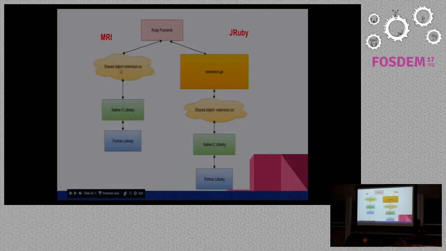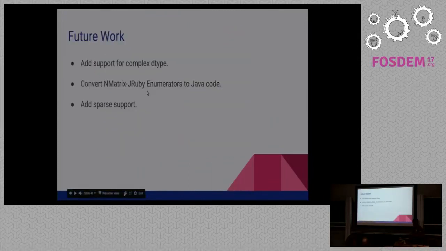So we took the left side of this diagram to this right side, and when I tried a sample benchmark for this, it was actually faster than NMatrix MRI. So maybe in 2 months, NMatrix JRuby would be faster in all aspects than NMatrix MRI, when I implement this part of the code. The future work also includes implementing NMatrix for complex data types, adding sparse support, and converting NMatrix JRuby enumerators to Java code for better speed.